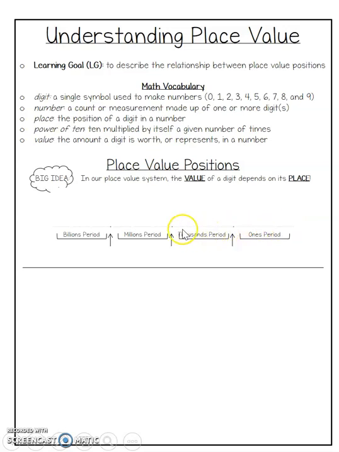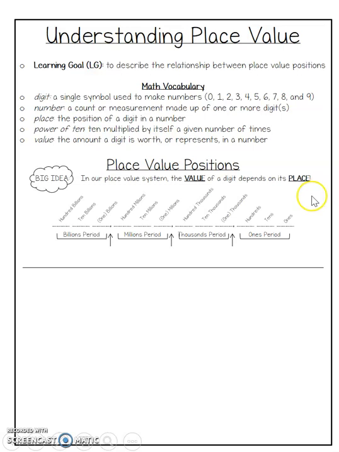The next period is the thousands period. Then the next group of 3 makes up the millions period. And finally, the billions period. We could continue on, but this year in 5th grade, we're only going to be learning about numbers through the billions period.